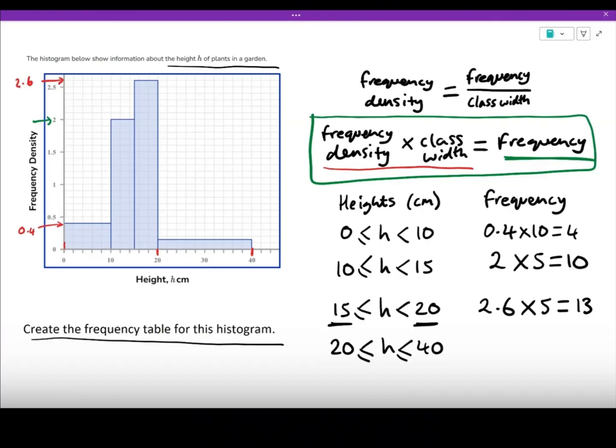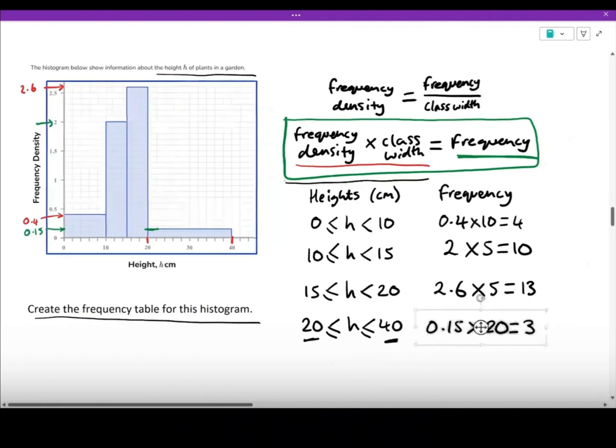Then let's do our very final bar, which is much closer to the bottom. And this bar, if we look at the height of it, it's in the middle here. So one box is 0.1, two boxes is 0.2. The middle between them will be 0.15. So that's my frequency density. So we're going to do 0.15 multiplied by our class width, which is the difference between the 20 and the 40. So that's the difference of 20. So we're going to multiply by that. And then that would give me my final answer for the final frequency, which would be 3.